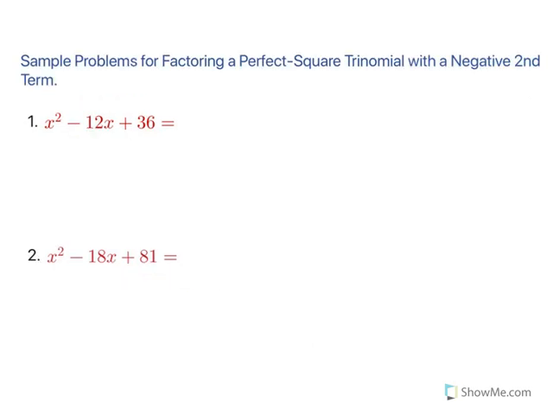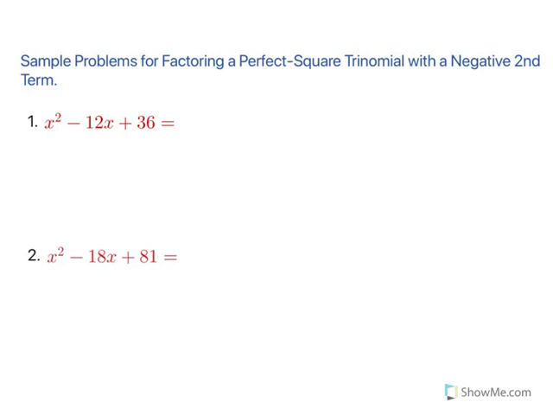Our next set of sample problems are still factoring of a perfect square, but in this case, our second term is a negative value. We do know that by multiplying two negatives, we will get a positive, which would help with our third term. And adding two negatives is going to remain negative.